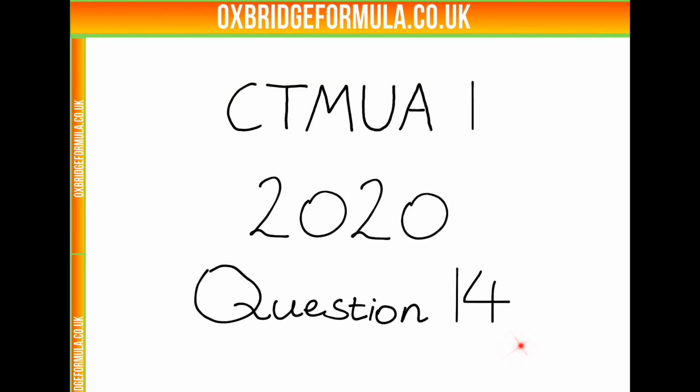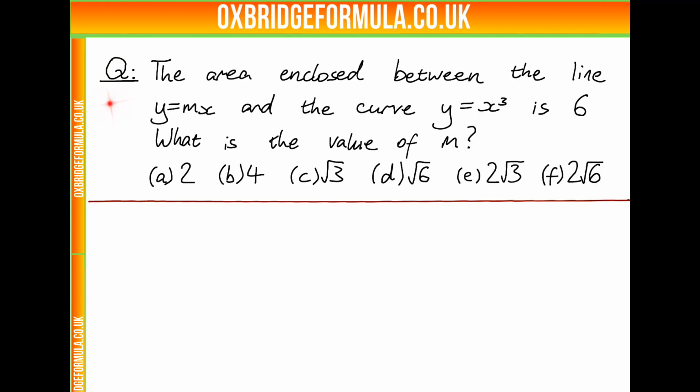Welcome to question 14 from the 2020 TMUA paper 1. The question tells us that the area enclosed between the line y equals m times x and the curve y equals x cubed is 6. Using this information, we are asked to deduce the value of m, and we are given 6 options.